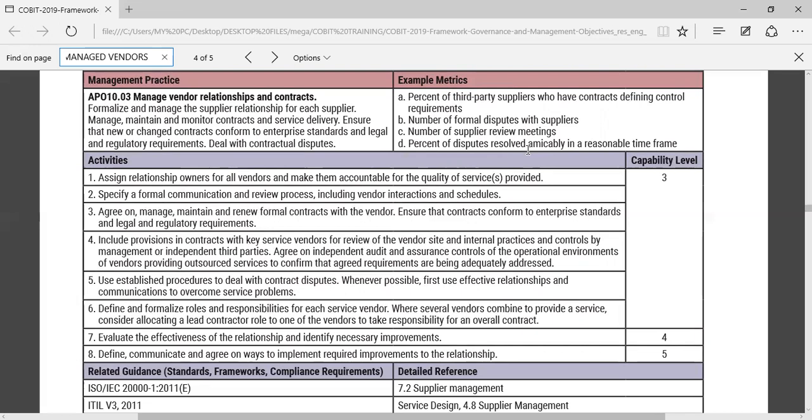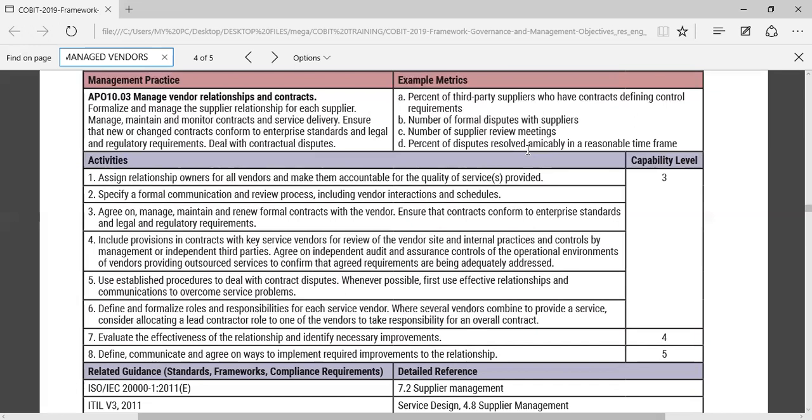Number 1, so we have 8 activities here. Number 1, assign relationship owners for all vendors and make them accountable for the quality of services provided. So for all key contracts, you have somebody internally in charge to manage the relationship. That's what number 1 is saying. Number 2, specify a formal communication and review process, including vendor interactions and schedules. How are we going to be communicating with the vendors? Email, if it is email, which email? Phone number, which phone number? What is the frequency of communication? So all these have to be determined.